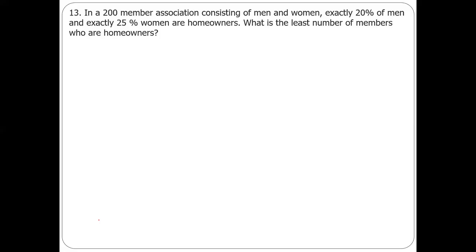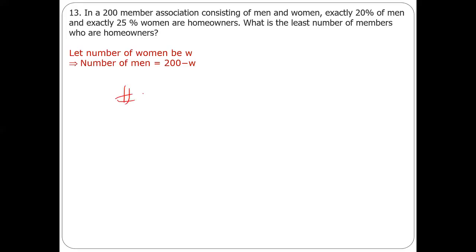Yes, guys. So let's assume there are total 200 members. Let's assume the number of women is W. So men would be the remaining 200 minus W. Now, can you tell me how many homeowners do we have?